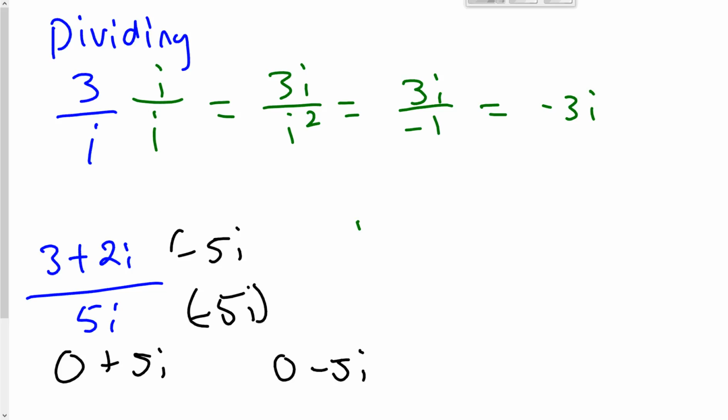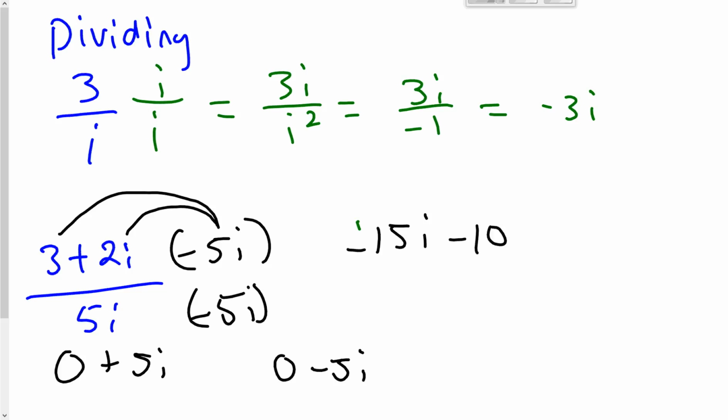Okay, so now we can FOIL these again. So I have to take negative 5i times 3, negative 5i times 2i. So that's a negative 15i. And then 2 times negative 5 is a negative 10. And i times i, always remember, is i squared. Okay, now we can go ahead and do negative 5i times 5i is a negative 25i squared.